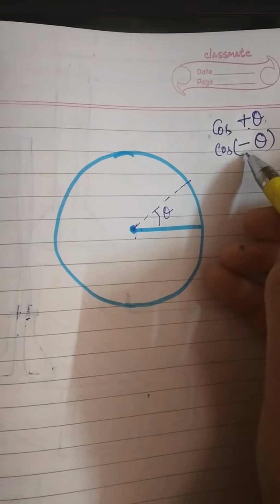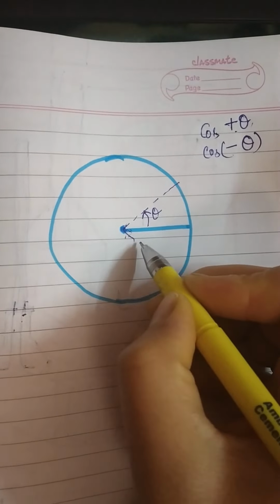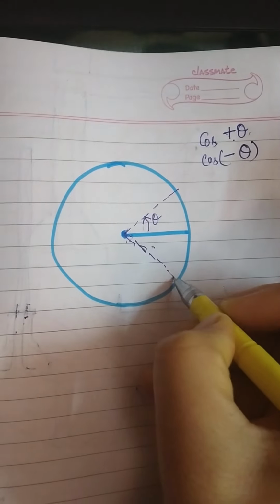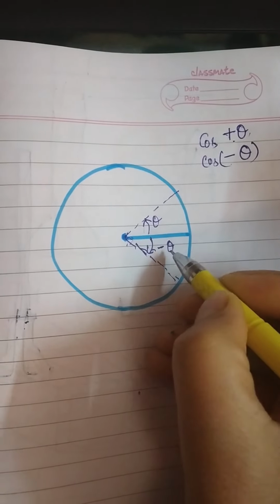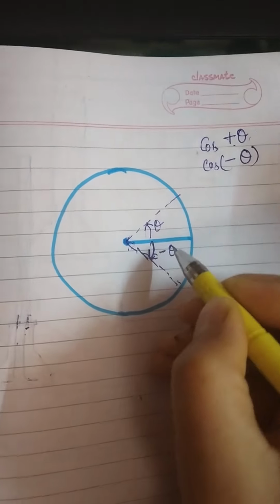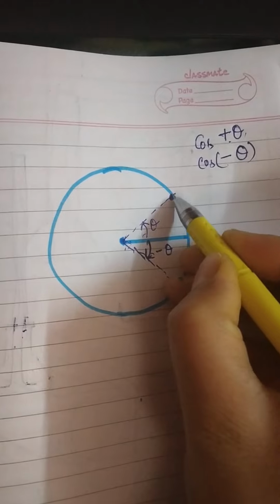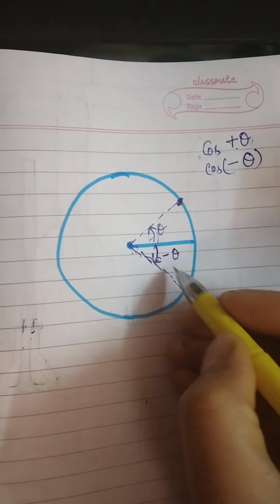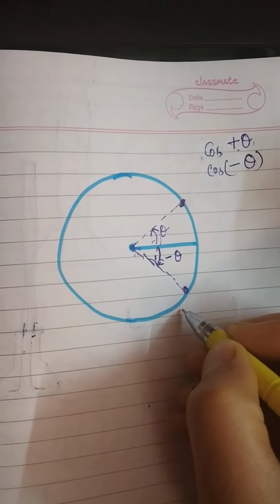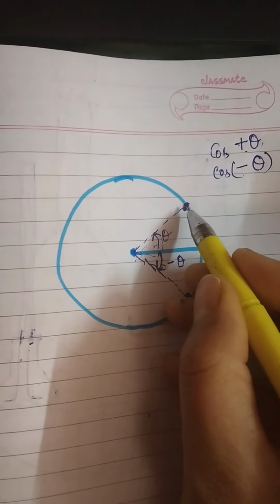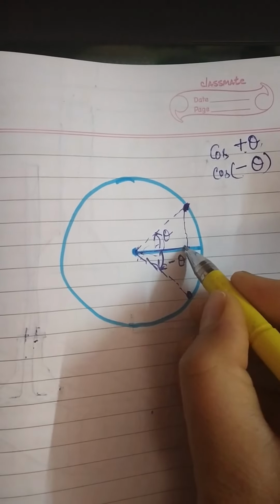Plus theta and minus theta mean the same angle but in the reverse direction. This is your cos theta and this is your minus theta in the other direction. So what is cos of this? Cos of theta means cos of this position. Cos of minus theta means cos of this position. What is the cos value for this? If we see here, the cos value of this is this.